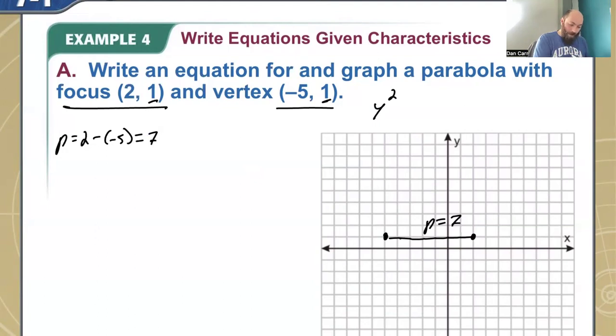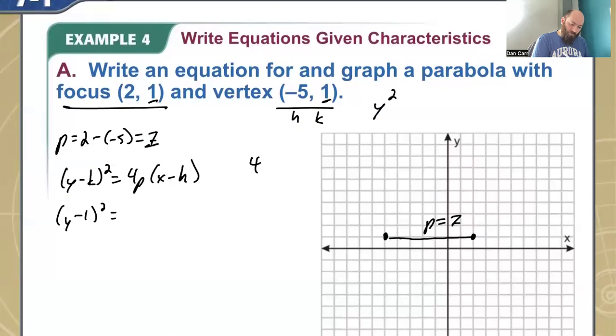We're going to have (y - k)^2 = 4p(x - h). I have h and k, and I have p, which is now 7. So it's going to look like this: (y - 1)^2 = 4 times something. I'm going to do a little off to the side. 4 times 7 gives me 28. So it equals 28 times (x + 5).